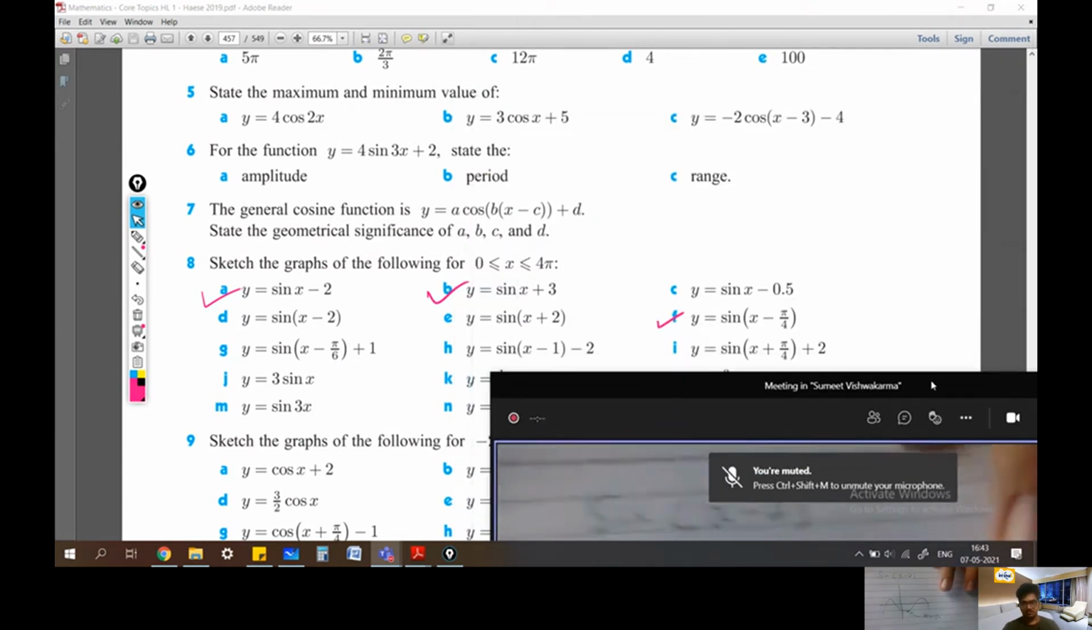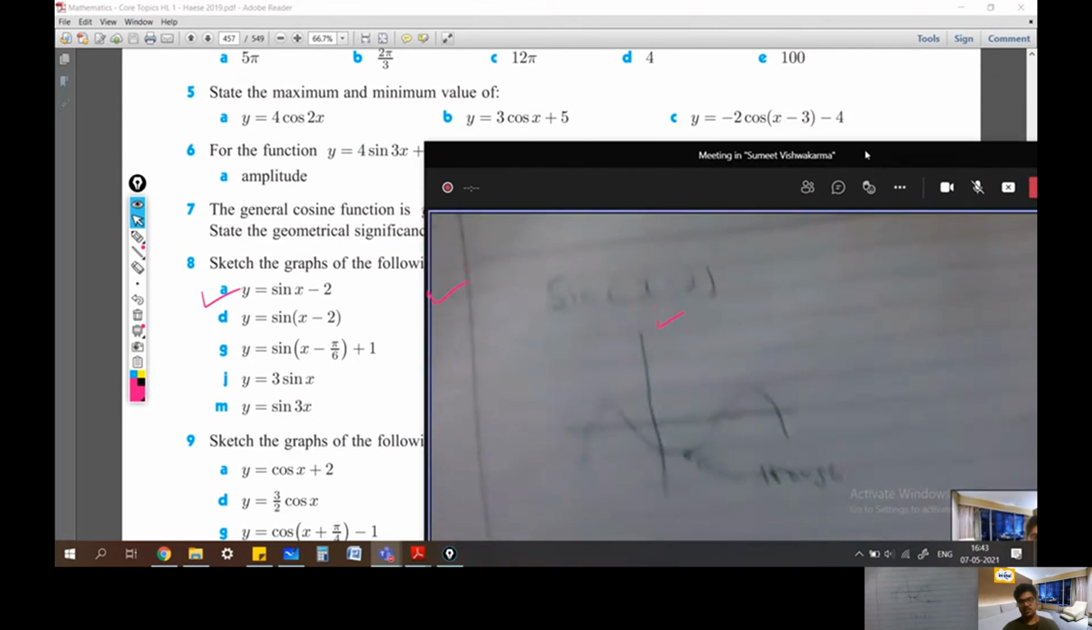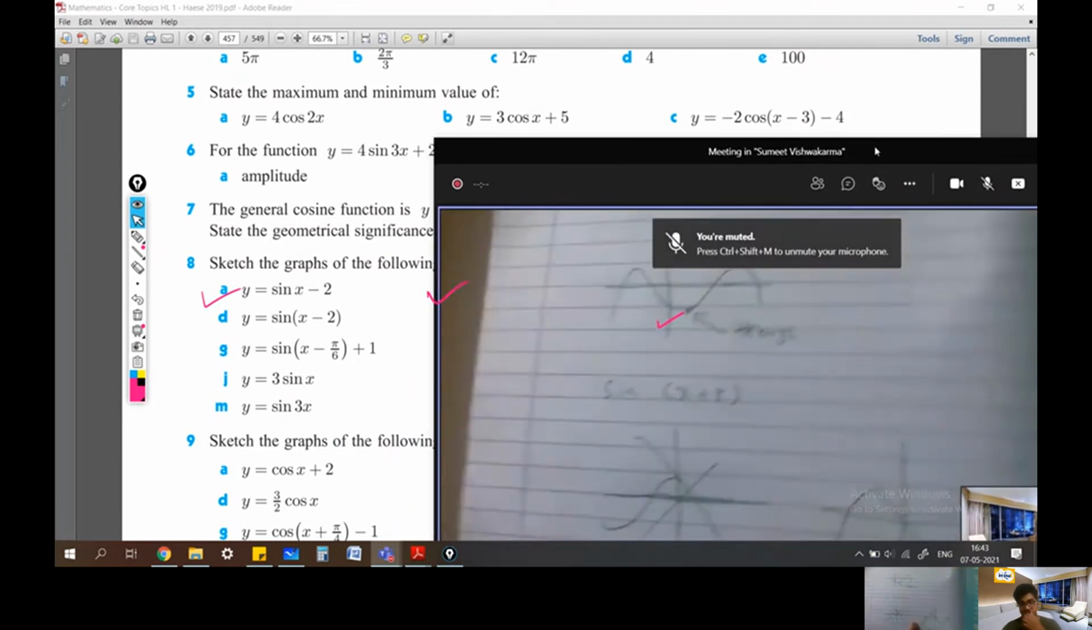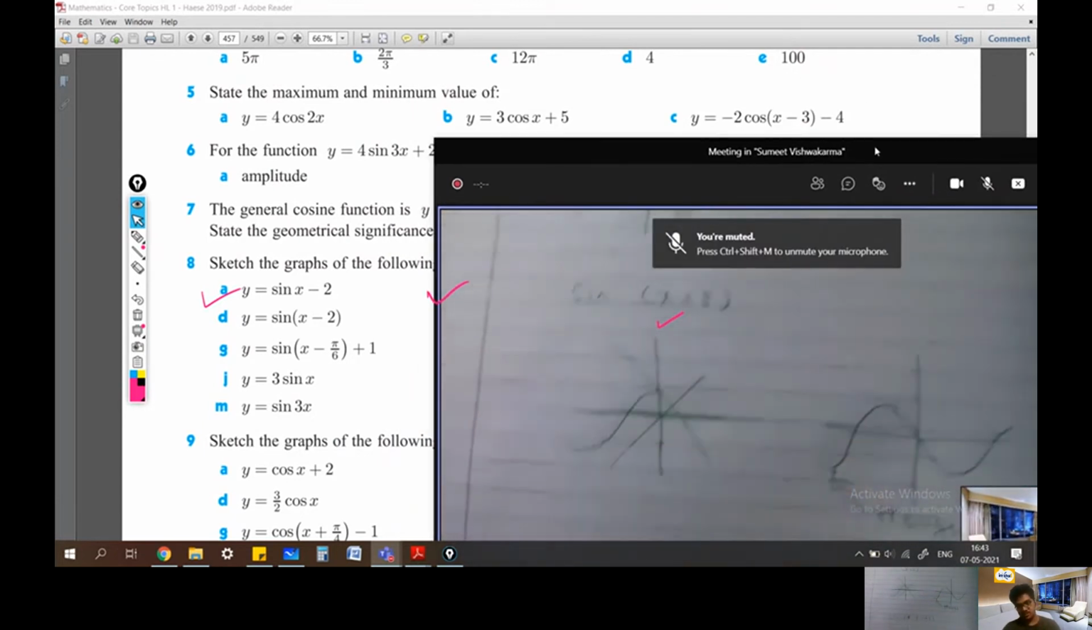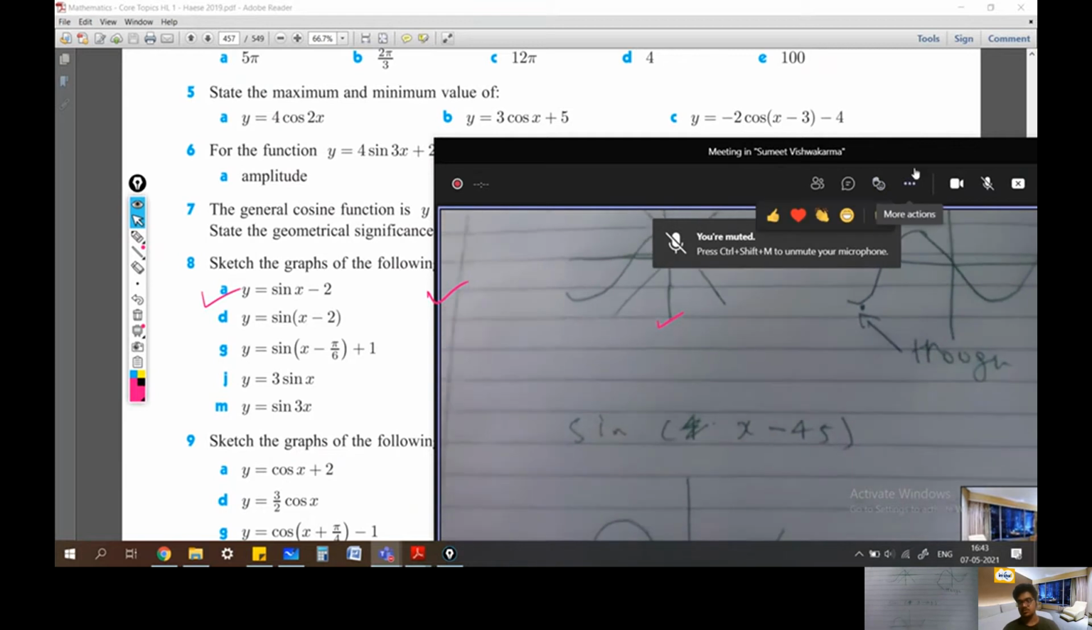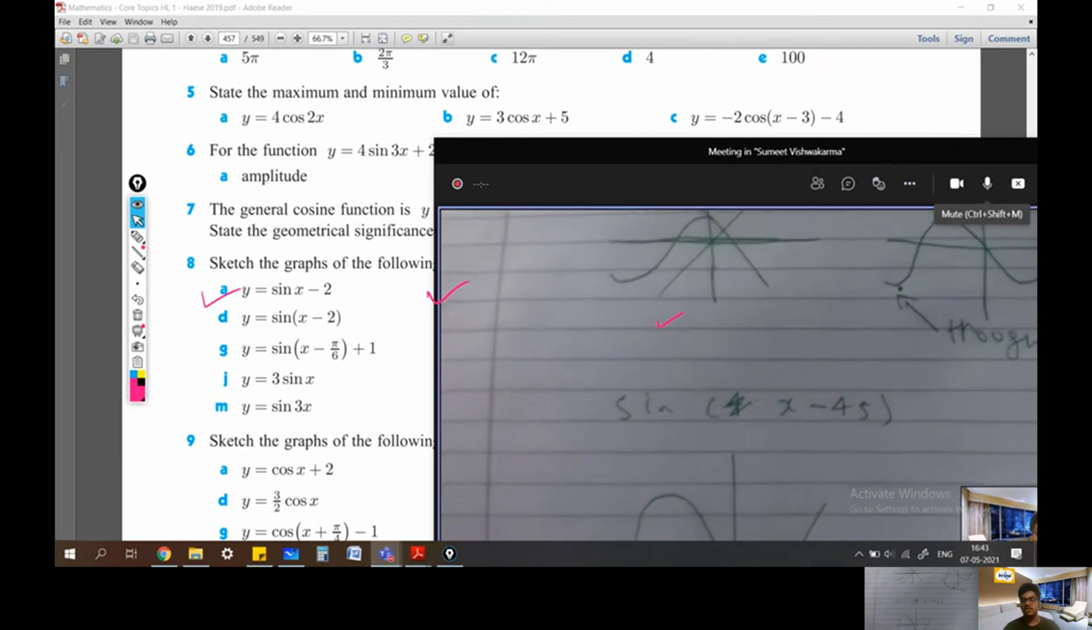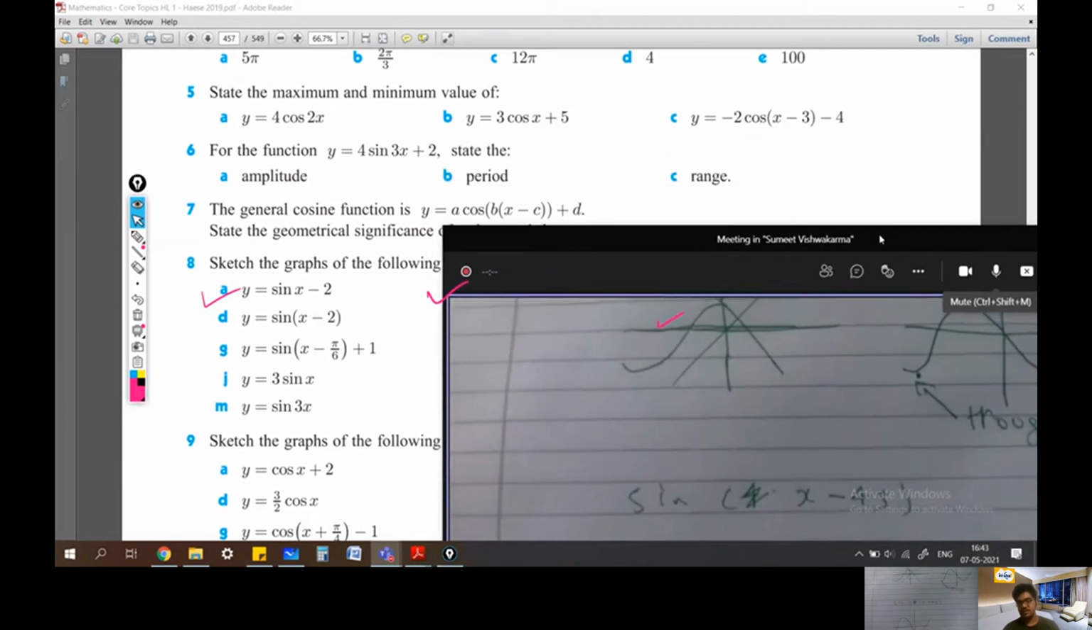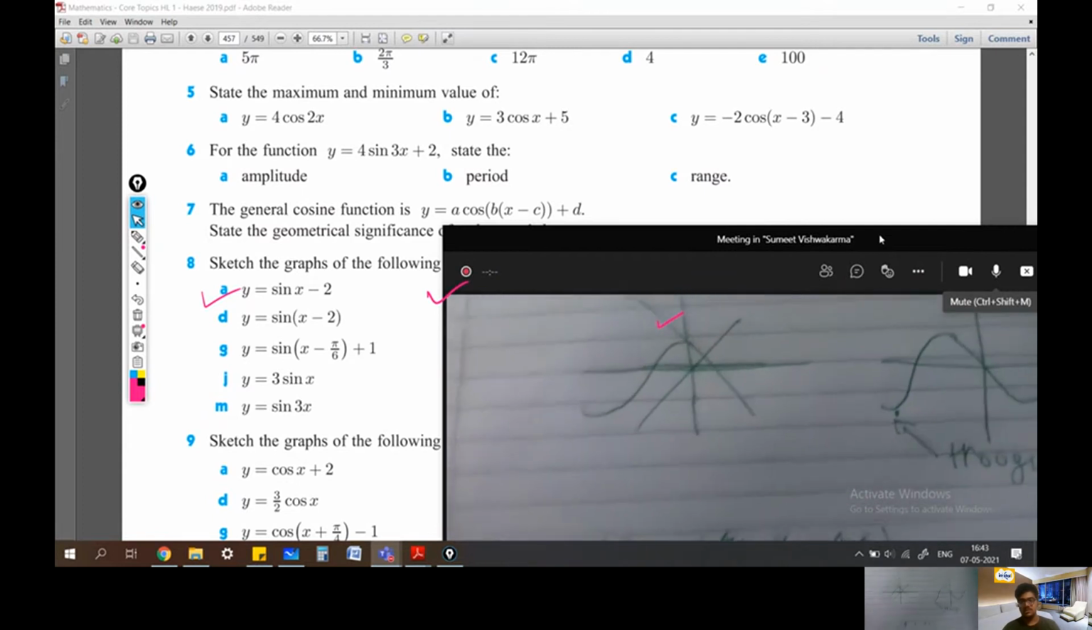Yeah, so that's the first one. It moves 2 to the right. Second one, 3 to the left. Oh wait, that's the correct one. And the fourth one is essentially 45, sin x minus 1, not sin x minus 1 in brackets. It is sin x minus 1.